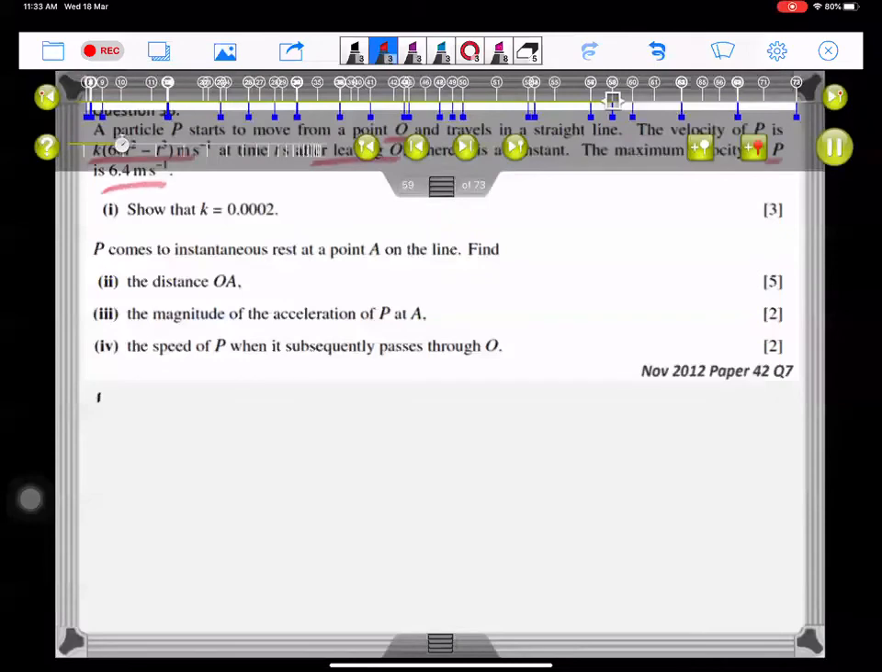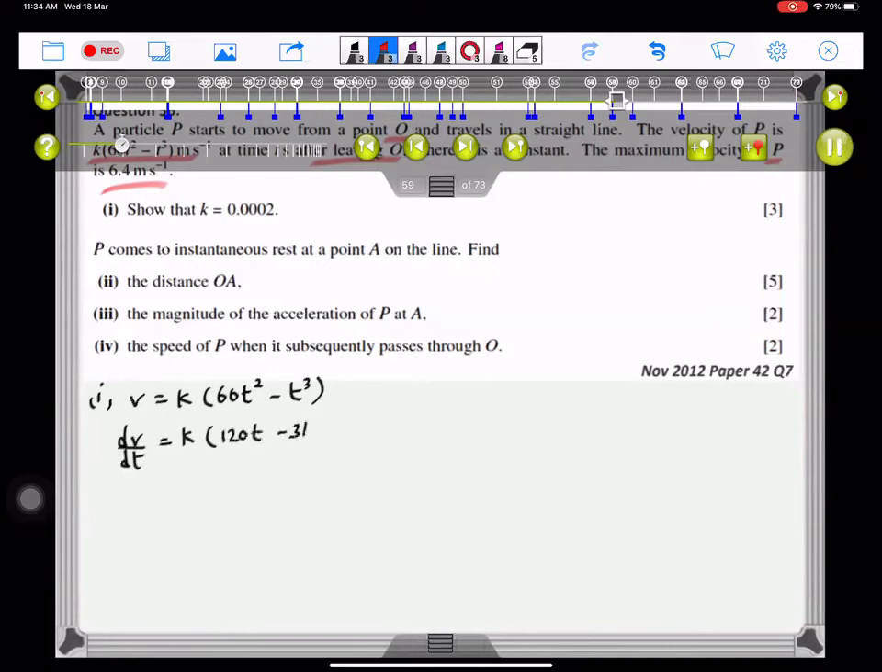Let's look at the first one. Velocity is this much. Keep k on the outside. Why? Because we have learned in pure math, P1 as well as P3, in differentiation, if there is a constant multiplying with the whole bracket, that constant plays no role in differentiation or integration. If it's multiplying with a single term also, for example, 60t squared, so 60 remains as it is. Derivative of t squared would be 2t. So keep the k on the outside. Differentiate it with wisdom. That is 120t minus 3t squared.